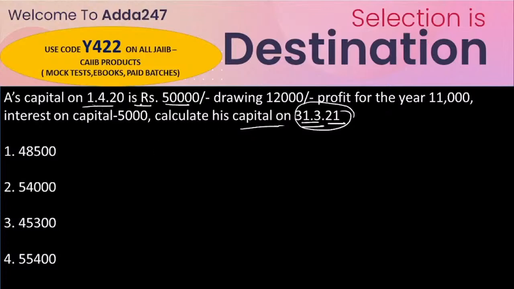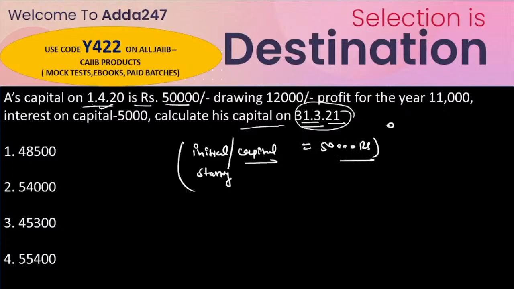Like if A's capital on the 1st April 2020 is given as 50,000 rupees, just write it this way: it is the initial capital, or say the initial capital for the year, or you can also say the starting capital. Either say initial or starting capital for the year, that is for the start of the year, 1st April 2020, that would be 50,000 rupees. So that would be the starting capital. This question is very important from the exam point of view, because terms and lines are very confusing here, so that's why I'm explaining here.